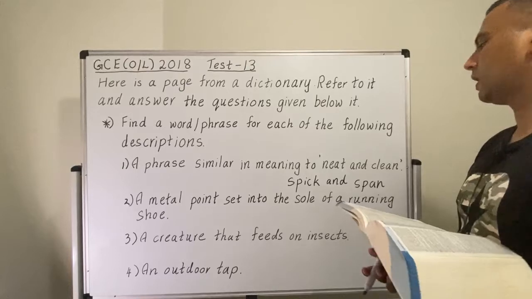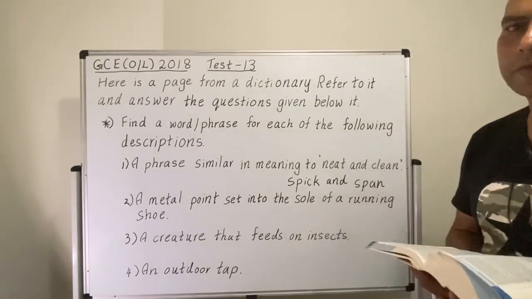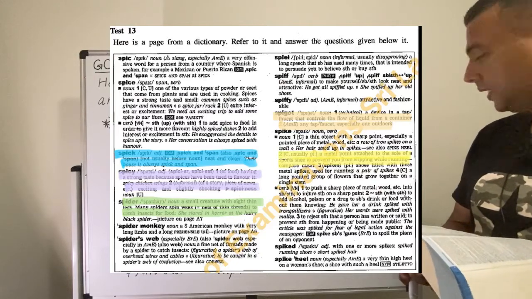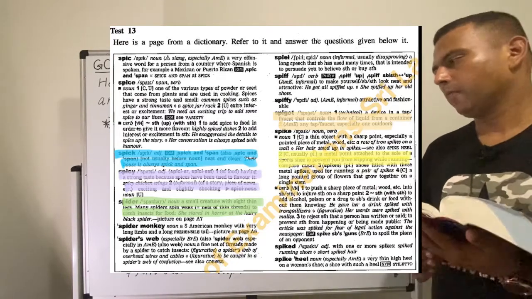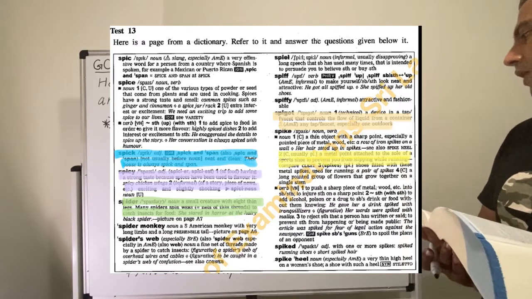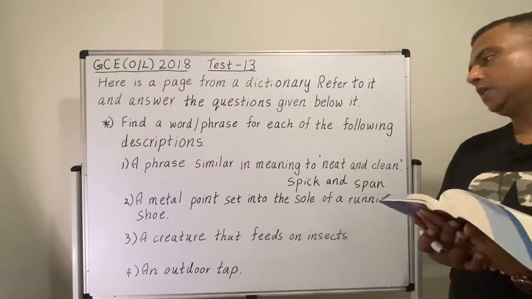If you can't find it, on the extract that is now appearing on the screen, you can see the one that is highlighted in blue. The second one is a metal point set into the sole of a running shoe.